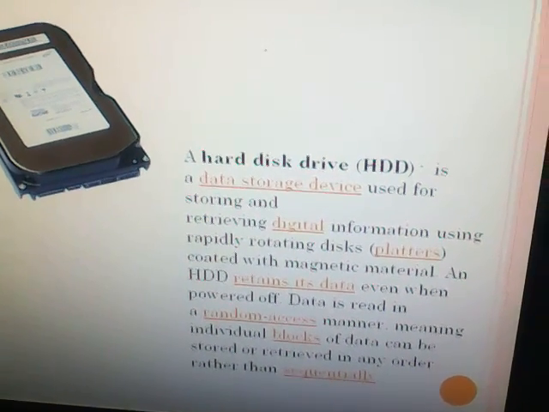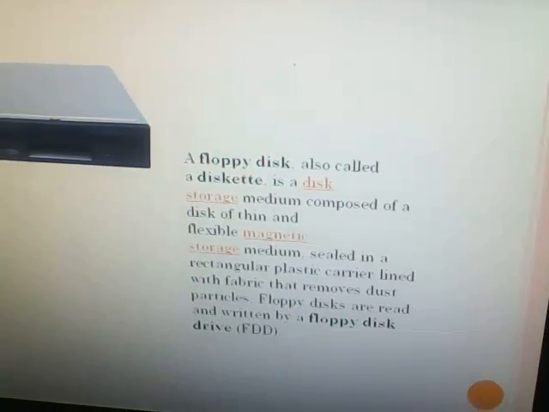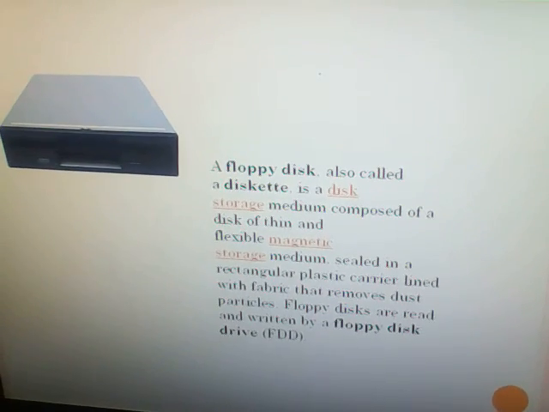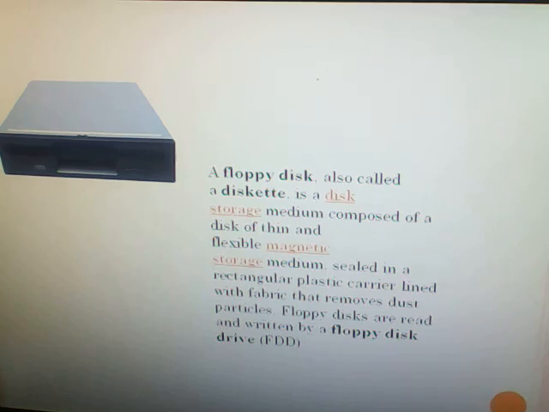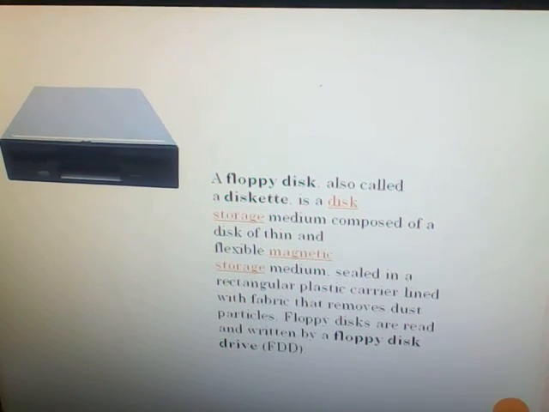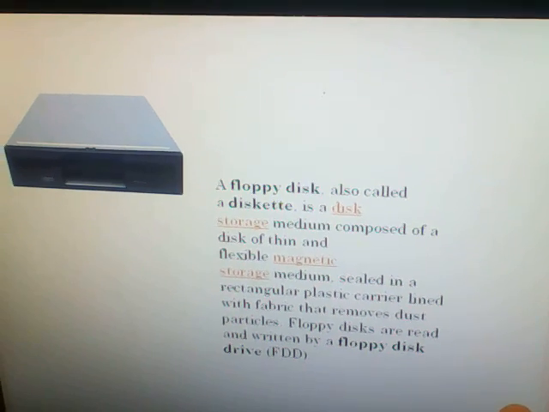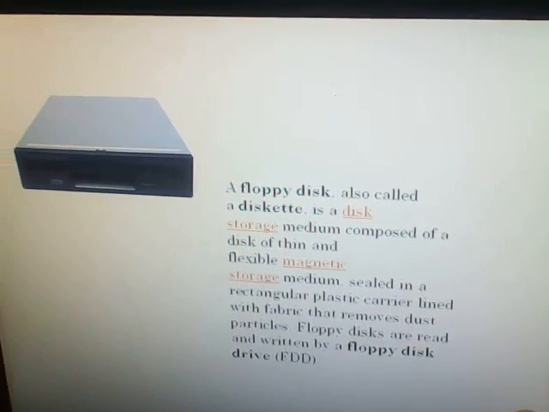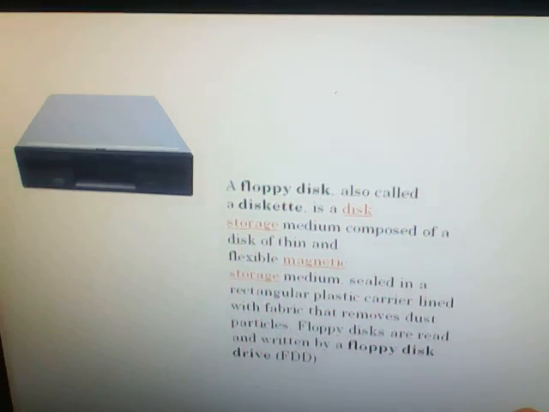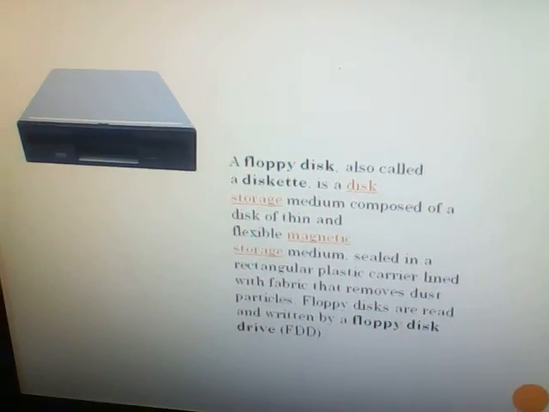order rather than sequentially. A floppy disk, also called a diskette, is a disk storage medium composed of a disk of thin and flexible magnetic storage medium sealed in a rectangular plastic carrier lined with fabric that removes dust particles. Floppy disks are read and written by a floppy disk drive.